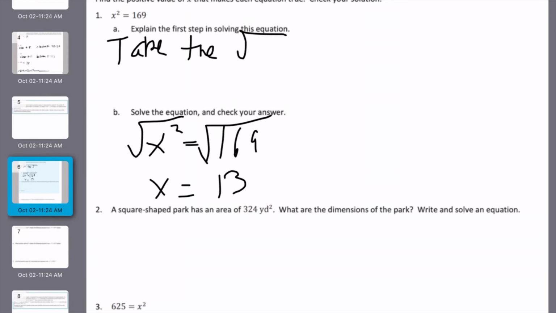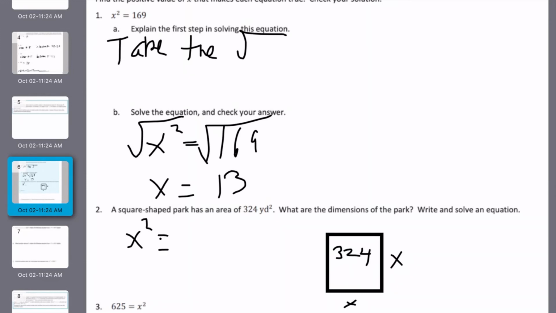Okay. A square-shaped park has an area of 324 yards squared. What are the dimensions of the park? Write and solve an equation. So I'm going to draw a little shape right here. So I know that inside is 324, and I'm trying to figure out x, the dimensions. So I know that x squared is going to equal 324. So now in order to find out what x is, I just need to take the square root on both sides. And the square root of 324, let me just double check this, that way I don't tell you the wrong thing. The square root of 324 is 18. So x equals 18.